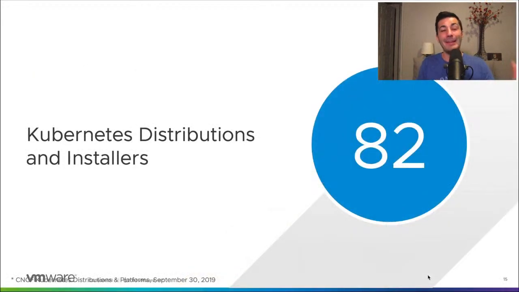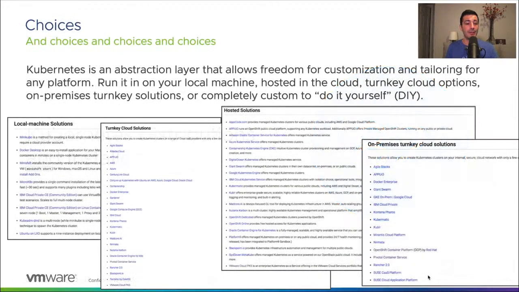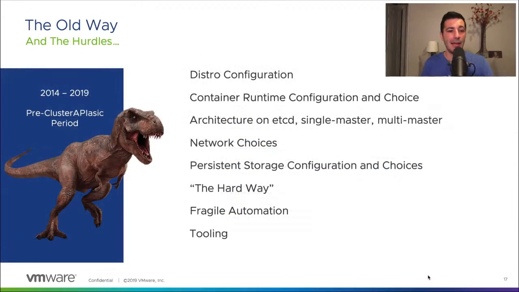Well, in the beginning, there were about 82 different distributions and installers. There were choices upon choices of having, you can run it on your local machine. There's turnkey cloud solutions. There's hosted solutions, on-prem solutions, everything like that. Or you could do it yourself and you can build it yourself. And that's what we're going to be looking at today: if you want to build it yourself the open source way, there's plenty of tools out there that make it happen.